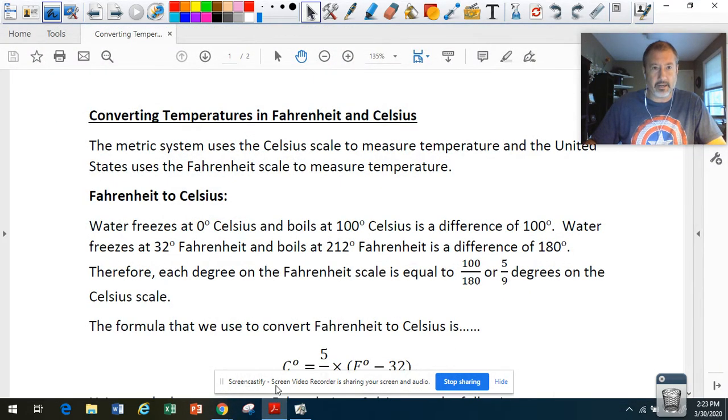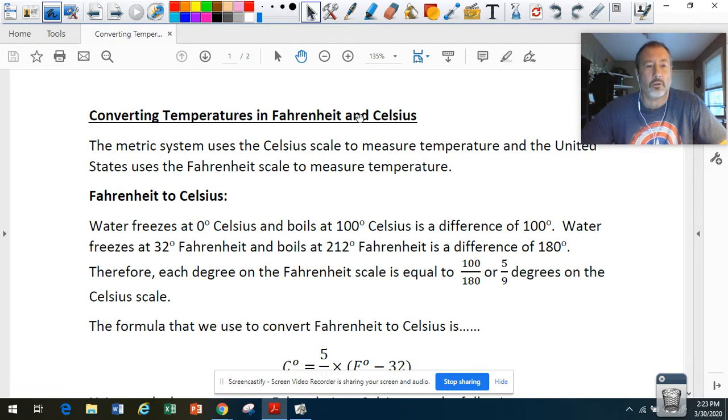So let's see what we have right here. We're going to start by looking at how we convert temperatures in Fahrenheit and Celsius. As you know, we've talked about before, the metric system uses the Celsius scale to measure temperatures. And in the United States, which uses the customary system, we use the Fahrenheit scale to measure temperatures. So first of all, let's see how we are going to go from Fahrenheit to Celsius. Now, what this gives you is a little bit of background and understanding of how the formula came about when converting Fahrenheit to Celsius.